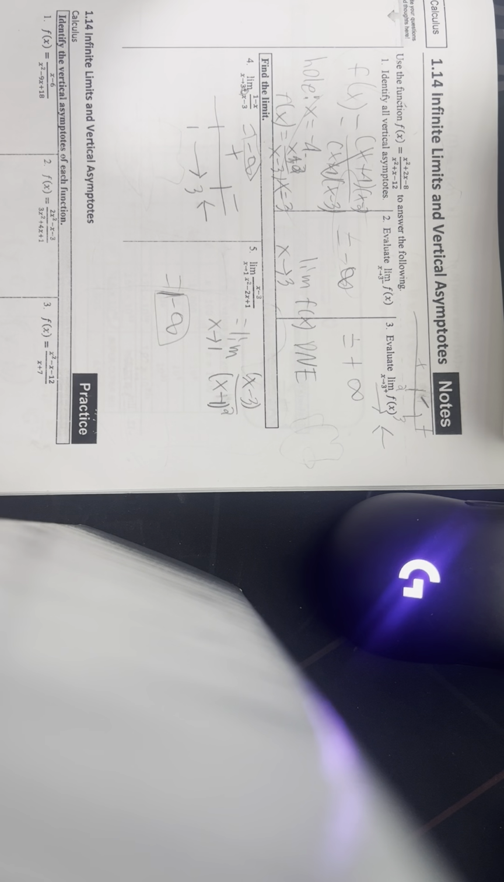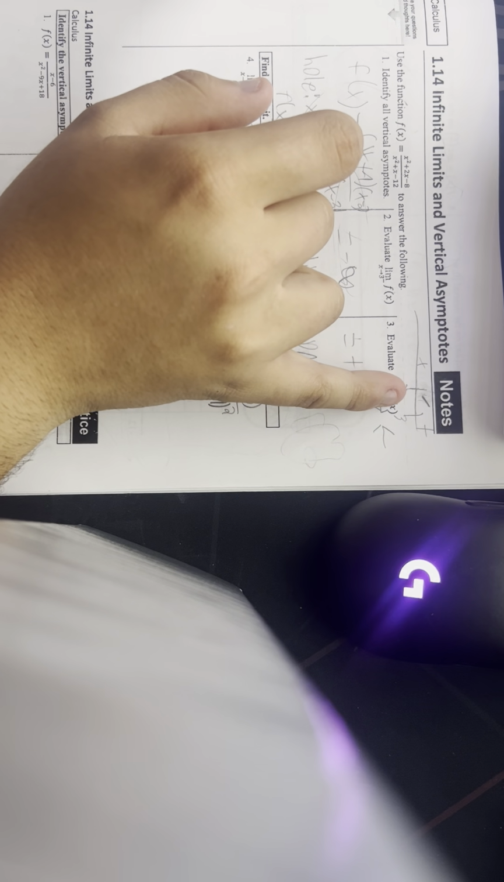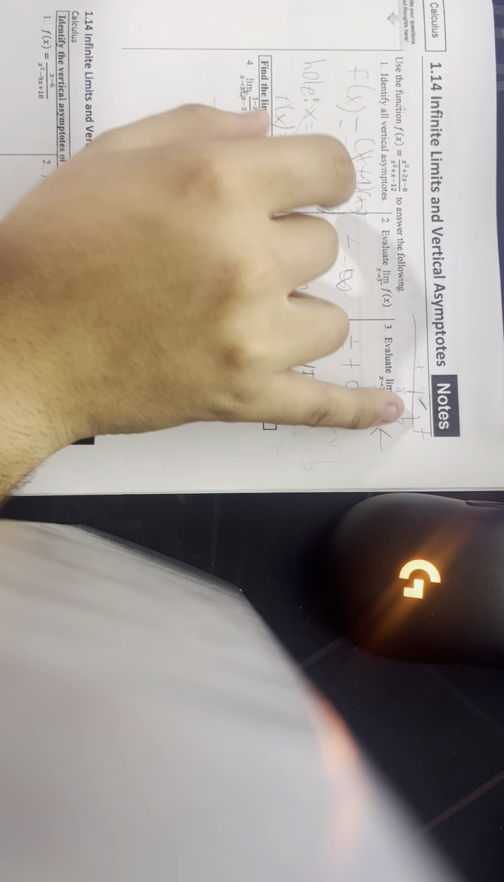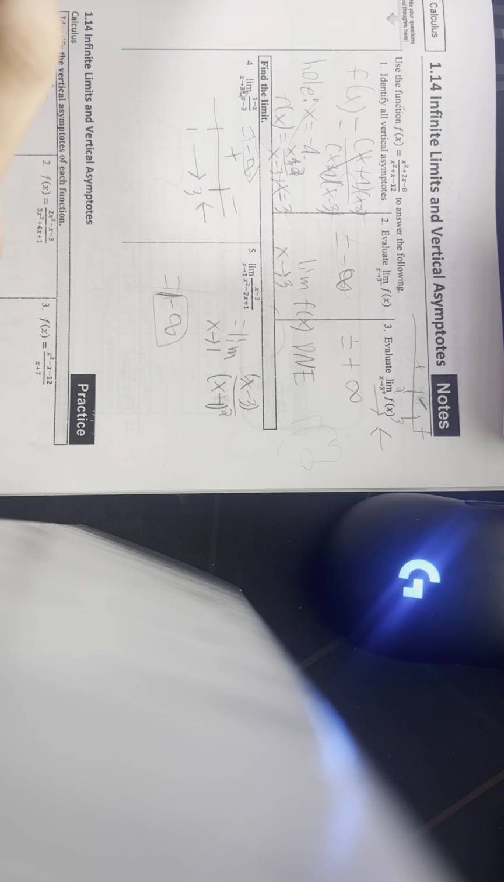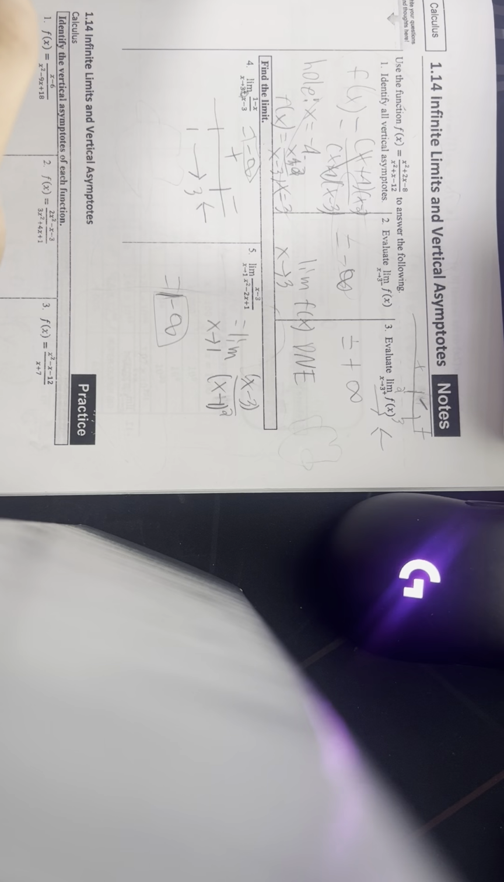So now we're going to evaluate the limit of f of x as x approaches 3 from the left. And that is negative infinity, as shown here with our great number line. And we know when approaching the right, it does not exist.